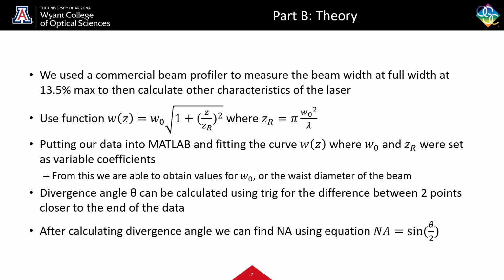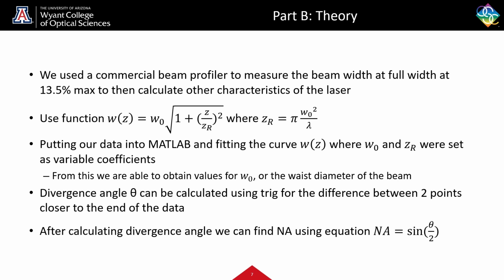Part B, theory. We use a commercial beam profiler to measure the beam width at full width at 13.5% max, to then calculate other characteristics of the laser. We use the function omega(z), where z_R equals pi omega naught squared over lambda, and we put our data into MATLAB and fit the curve omega(z), where omega naught and z_R were set as variable coefficients. From this we were able to obtain values for omega naught, or the waist diameter of the beam, for both x and y directions.